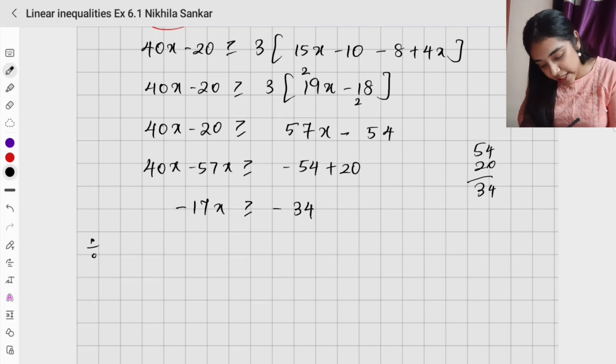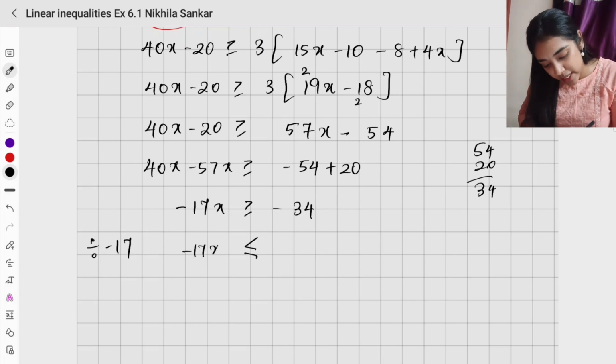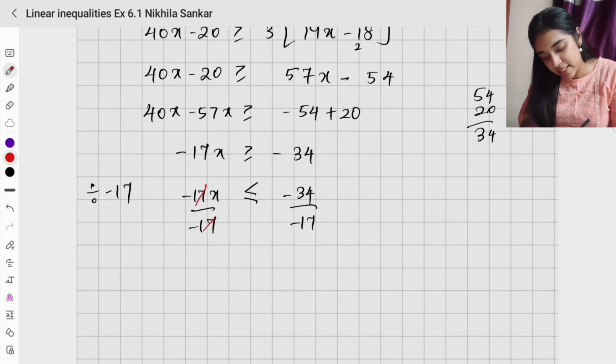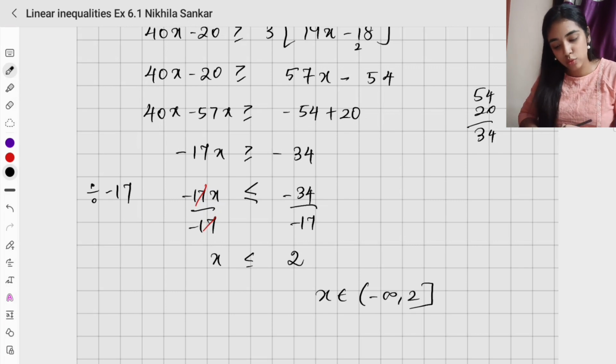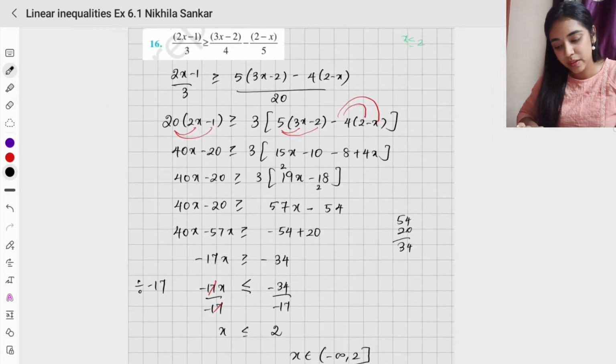Now I'm going to divide both sides by minus 17. So the inequality changes to less than or equal to. Now minus 17x divided by minus 17, minus 34 divided by minus 17. The minus 17 and the minus 17 get cancelled. I'll be left with x less than or equal to 2. Minus and minus cancel. I know 17 and 34, it will be 2. So x is less than or equal to 2. So my x belongs to minus infinity to 2, including 2. Okay, so this is my final answer. Please copy.